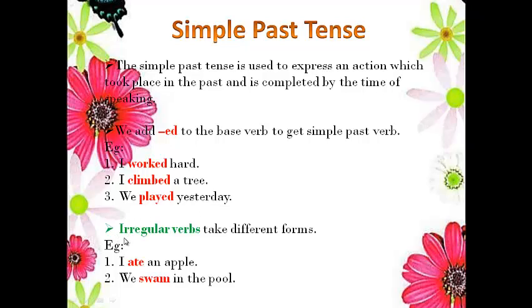Now, next point. Irregular verbs take different forms. Here you can see some irregular verbs. I ate an apple. We swam in the pool. What is the difference between worked and ate? Here the verb is in regular form and here the verb is in irregular form. Eat is the present verb for the word ate. So irregular verbs take different forms.